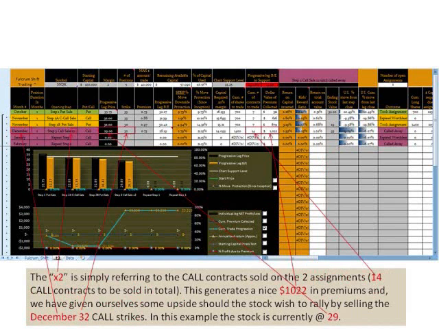The times 2 is simply referring to the call contracts sold on the two assignments, 14 call contracts to be sold in total. This generates a nice $1,022 in premium, and we have given ourselves some upside should the stock wish to rally by selling the December 32 call strikes. In this example, the stock is currently at 29.